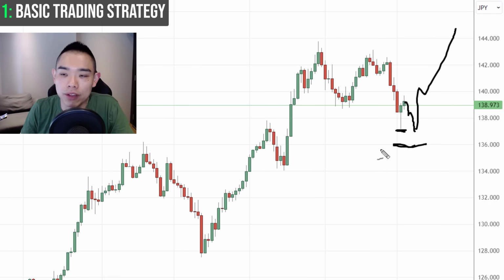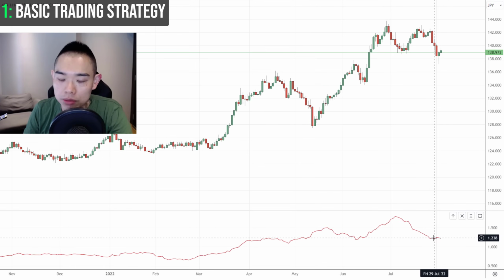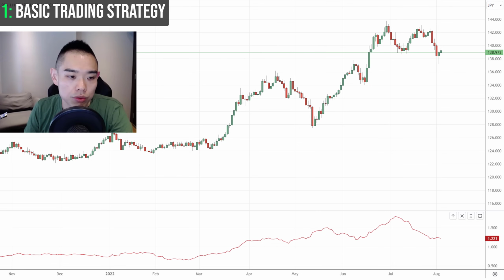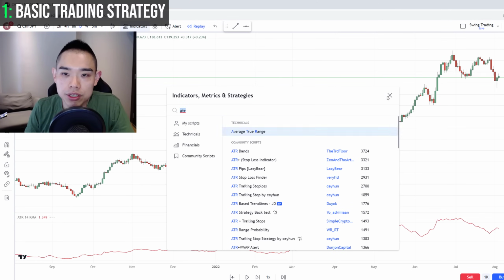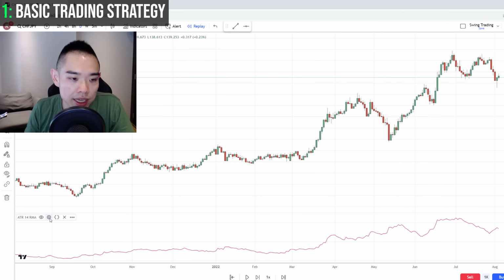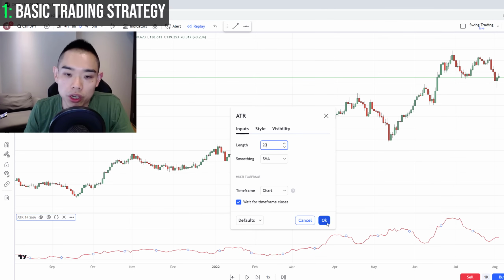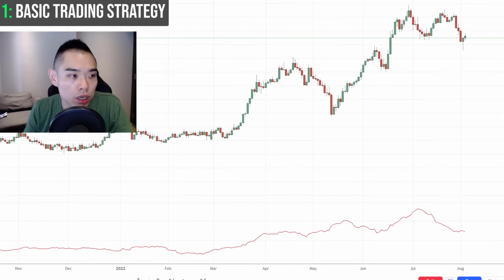If you don't want to have this subjective element of where to set your stop loss, you can use a tool like the average true range indicator to help you with it. This is the average true range indicator at the bottom. In case you're wondering, man Rayner, where do I find this? Let me walk you through. I'm just going to remove this. Go to indicators, search for ATR, click on this. Ta-da, it's out. For my settings, I usually go with the SMA 20 period because there are 20 trading days in a month. And right now the value is about, you can see over here, 1.221.